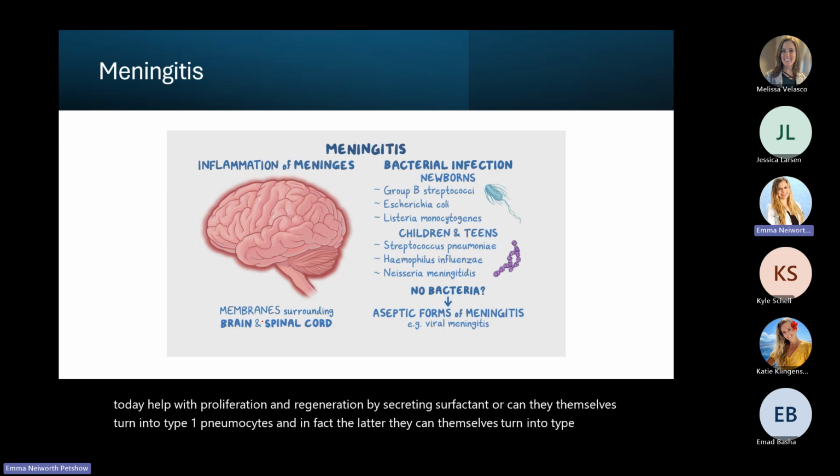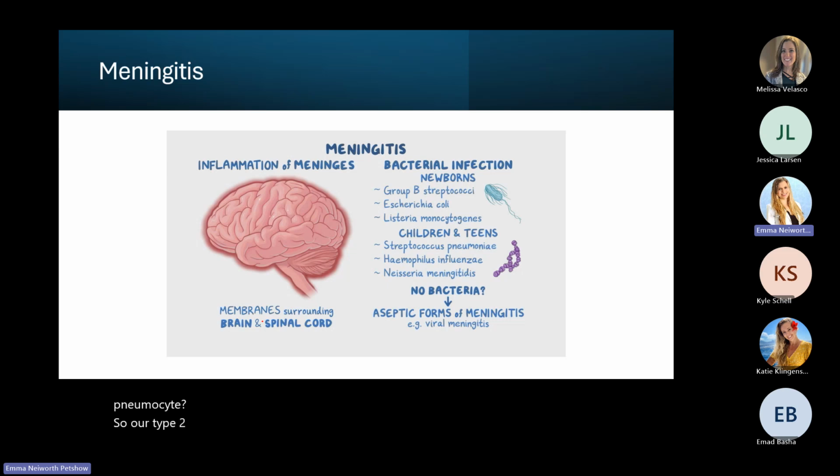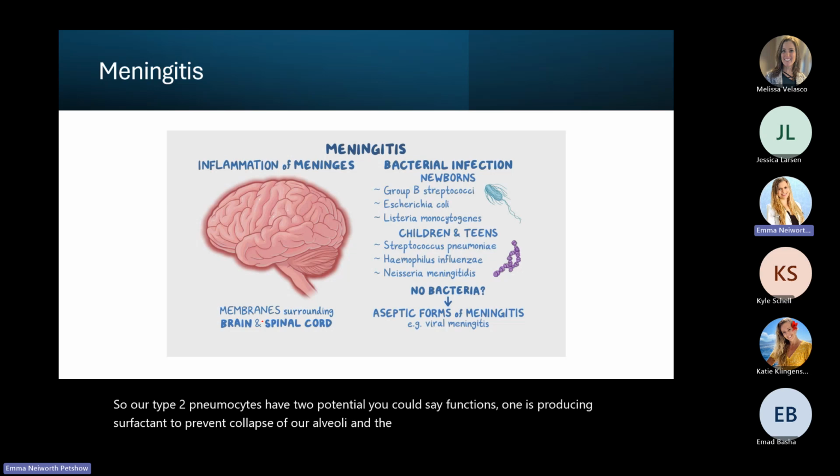They can themselves turn into type 1 pneumocytes. So our type 2 pneumocytes have two potential, you could say, functions. One is producing surfactant to prevent collapse of our alveoli. And the second function is they can divide and act as a stem cell, changing their function to become a type 1 pneumocyte as needed. So that's what our type 2 pneumocytes can do.